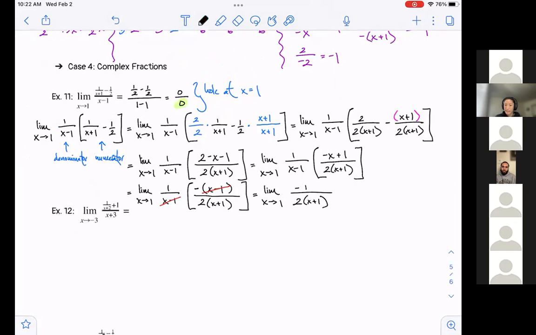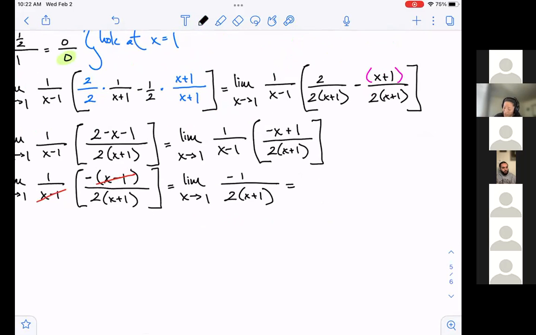If you're able to cancel things, like you've done maybe common denominators, or you've done the conjugates, and you get to a point where you're able to cancel something, that is a great time to be like, let me try plugging back in that number that I was curious about. And so that's why at this point, I'm going to say, let's try plugging in 1 again and see what happens. So we get -1 over 2 times 1 plus 1, which gives us -1/4.